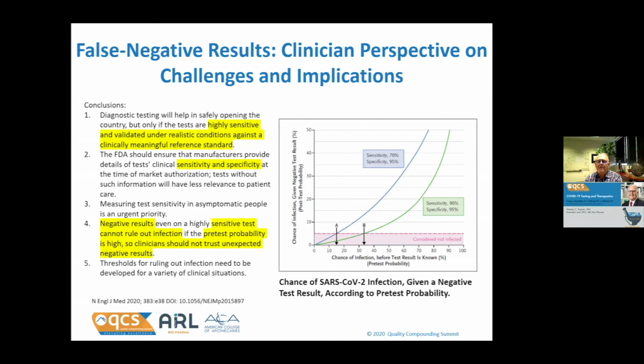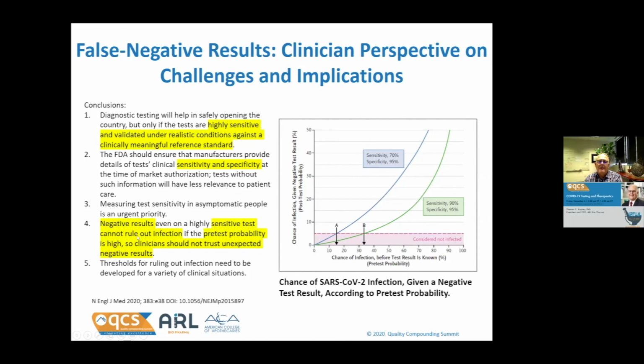The test is a measurement, and we often think of what is the cutoff, what is the result of a test. But it's not just the number, but what's the interpretation of the number? How do you apply it? And then what's the limit of detection, limit of quantitation? There are a lot of other variables without getting into it, but those two variables of sensitivity and specificity and probability, or predictive values, are very important in looking at these, and these are considered gold standards. The FDA should ensure the manufacturers provide the details of the test, clinical sensitivity and specificity at the time. And a test without information will have less relevance to patient care.